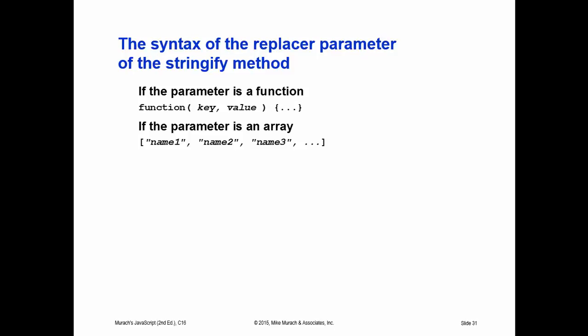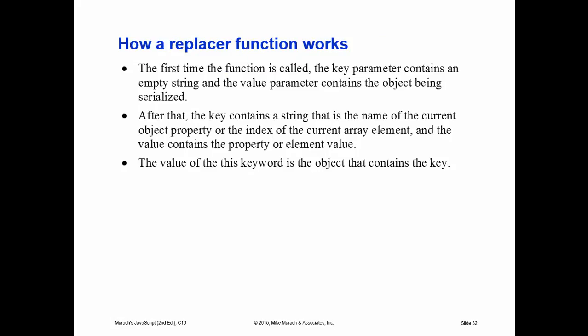So if the replacer parameter is a function, it's called on every object property or array element, and the value returned by that function is serialized. If it's an array, only the properties that match the array elements are serialized. Pretty much what I just mentioned to you.